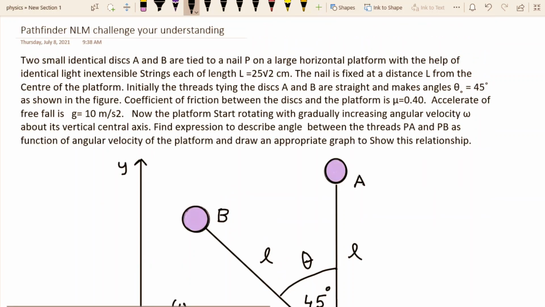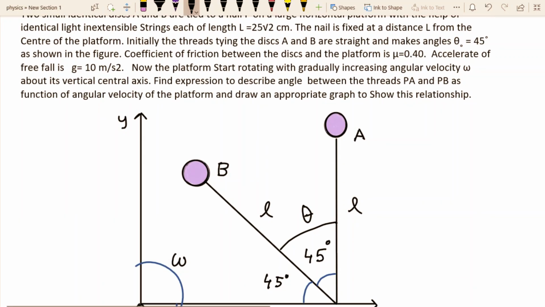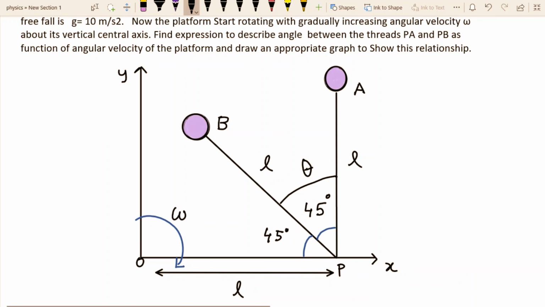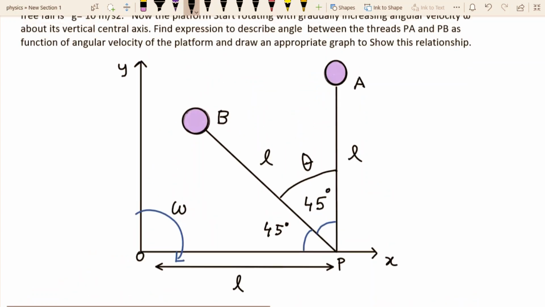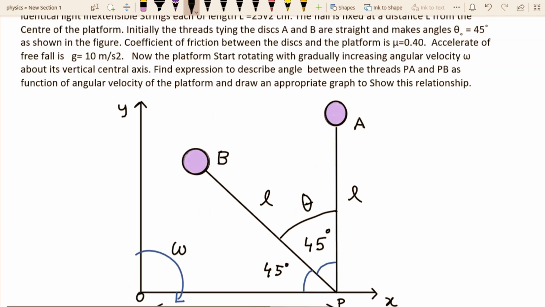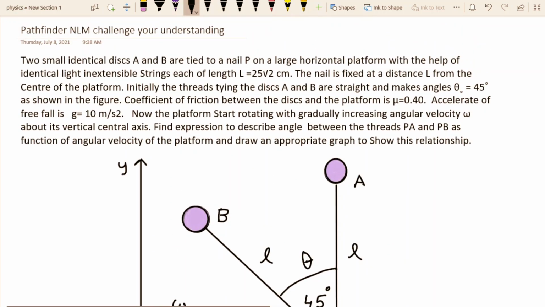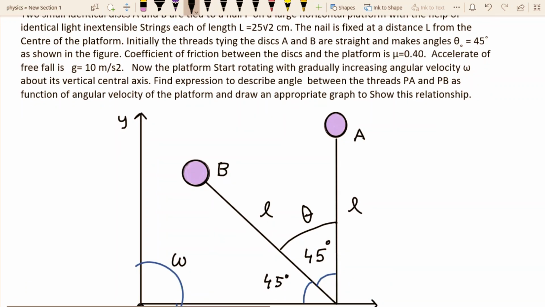This is a bit challenging problem, and now we are required to solve it. As I already told you, I am going to deal with the problem relative to the frame attached to the platform rotating with angular velocity omega. So this is the situation. Now we have to follow one strategy to solve the problem. What is the strategy? We have to figure out when the disks will move, when disk A will move and when disk B will move.